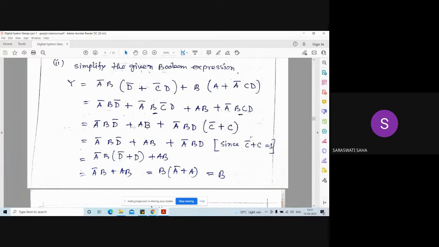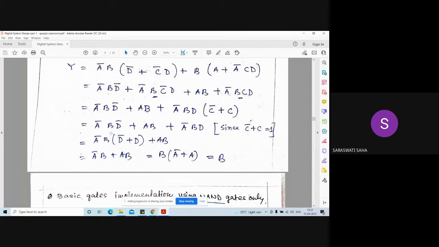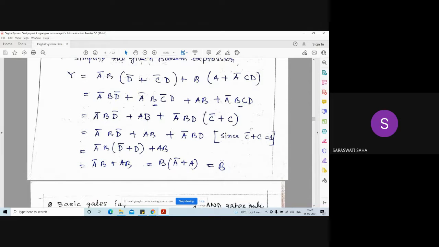Then rearrange the terms. C bar gives us 1. Then from here, D bar plus D gives us 1. And finally, from these two terms, by taking this B as common, A plus A bar will be 1. Then finally you will get B. Clear?